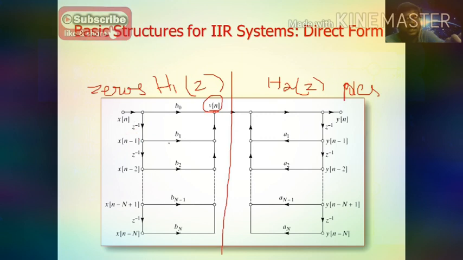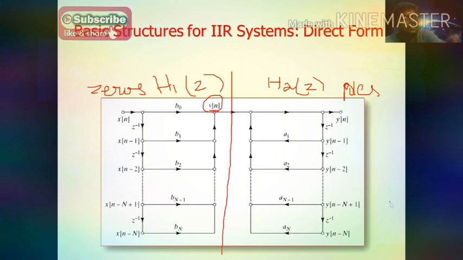But here, for the numerator term, the delay elements come along with the output side, so I take a pickup node here. The direction of the multiplier term for the numerator is from left to right. For the denominator term, it is from right to left. So this is the difference. Once you draw this diagram and combine these two blocks, you get the original structure, that is direct form 1 structure.